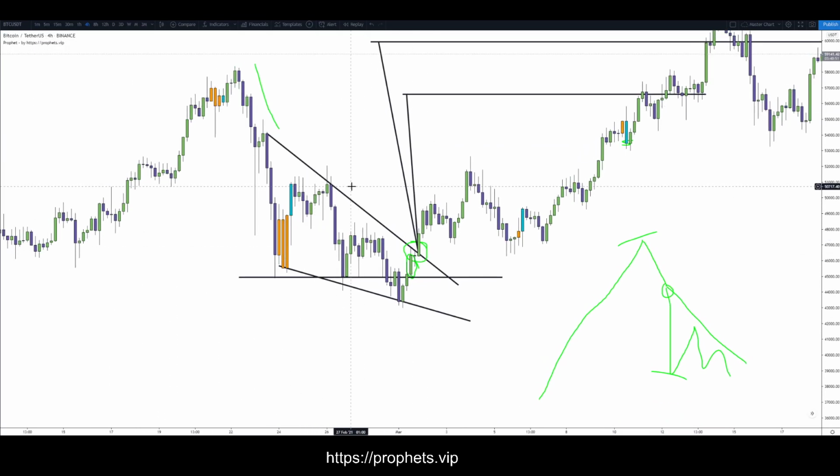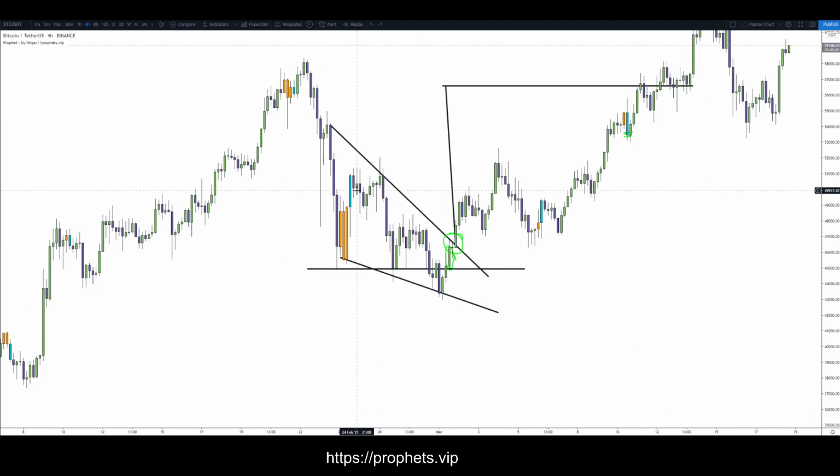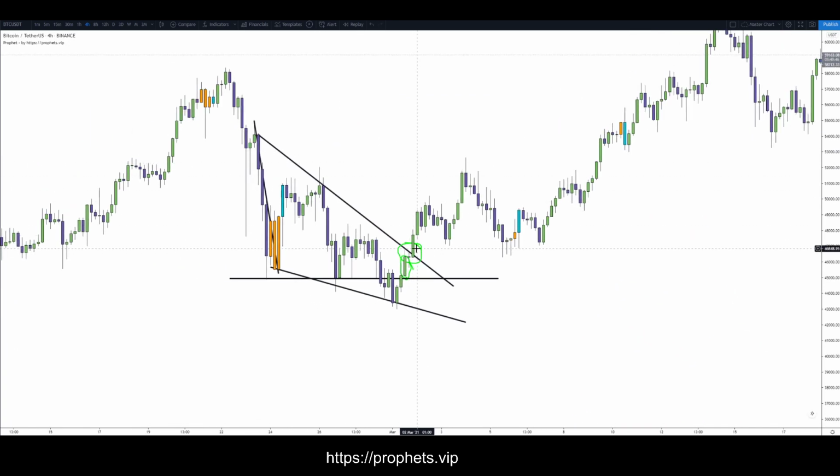Alright, so just going to clean up our drawings. Get rid of this mess on this chart. And we'll just go to an Ichimoku on.